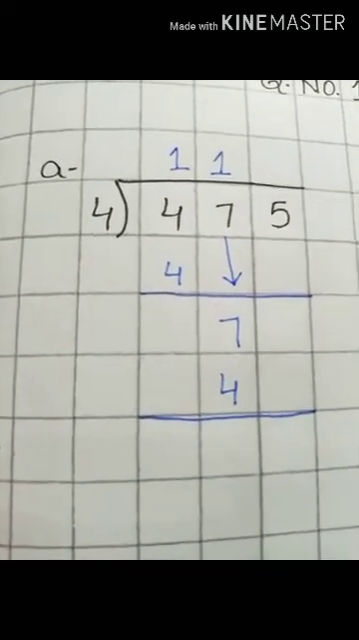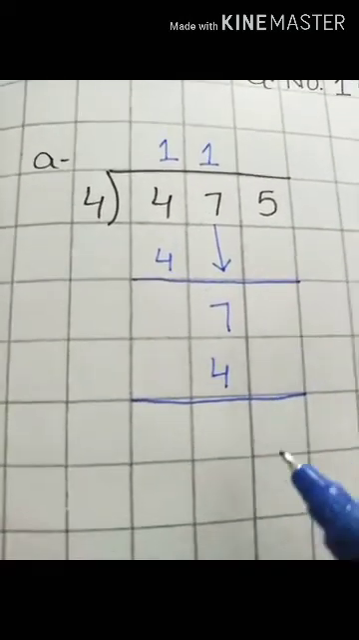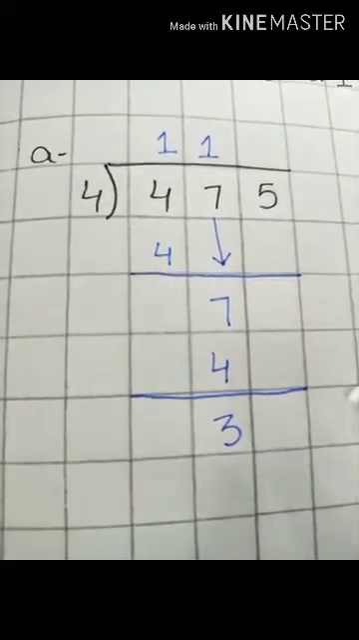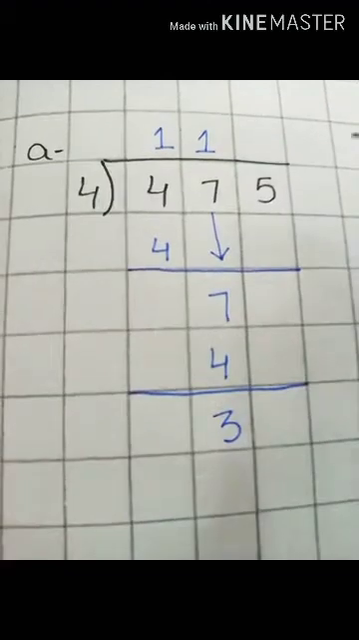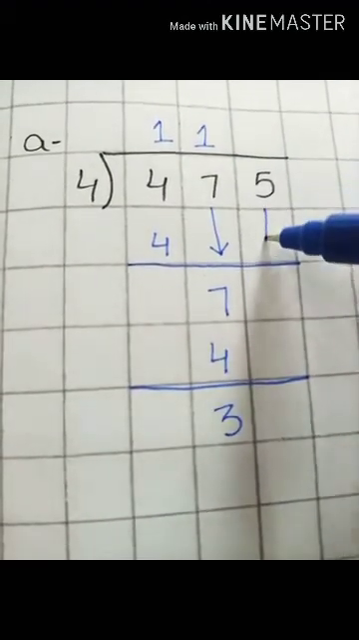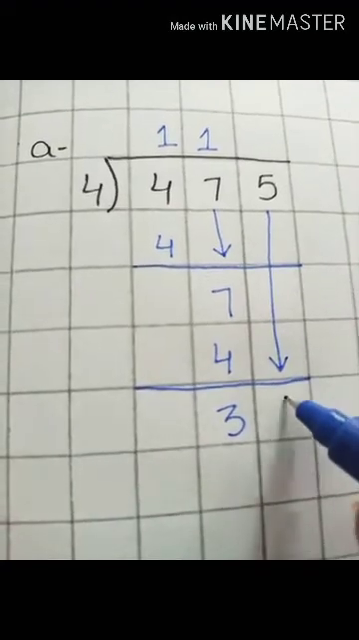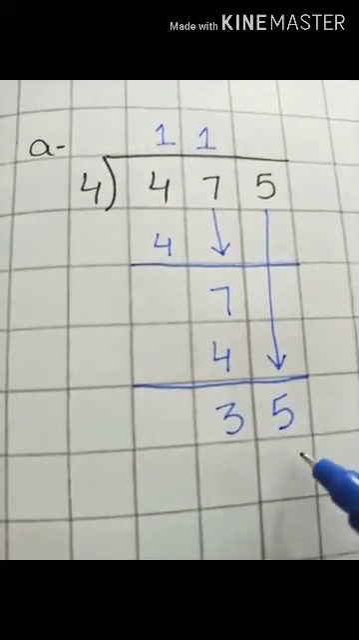Next step is subtraction again. So students, when we are subtracting 4 from the 7, our answer is 3. But this 3 is smaller than my divisor, so I am writing this 5 down here. This will become the number 35.